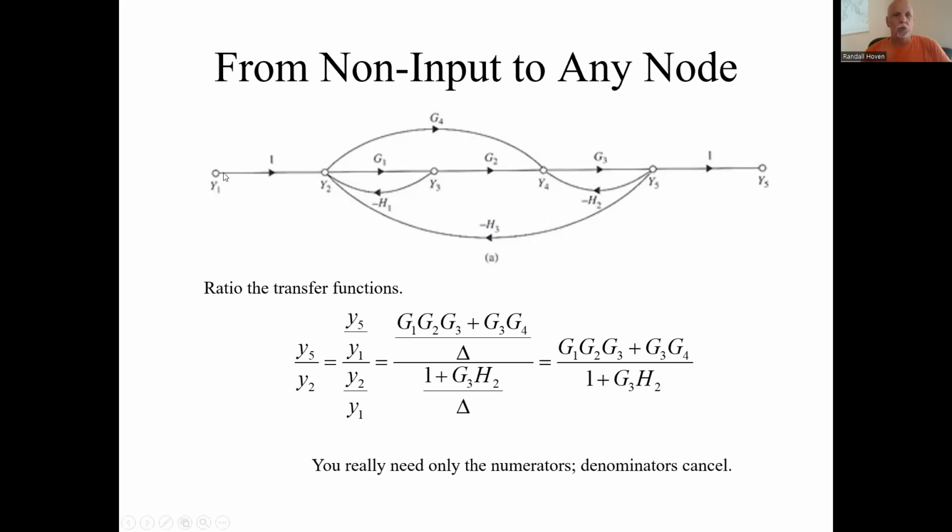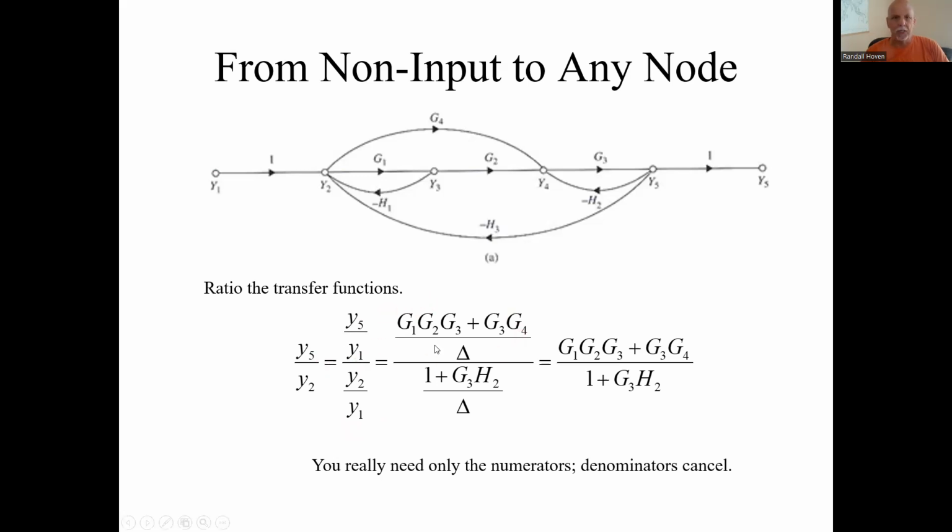What if you start at a node other than your actual input node? There you use a ratio. What's the transfer function from Y2 to Y5? I always have to start at an input. So this ratio, Y5 over Y2, is Y5 over Y1 over Y2 over Y1. And I could find those two guys.